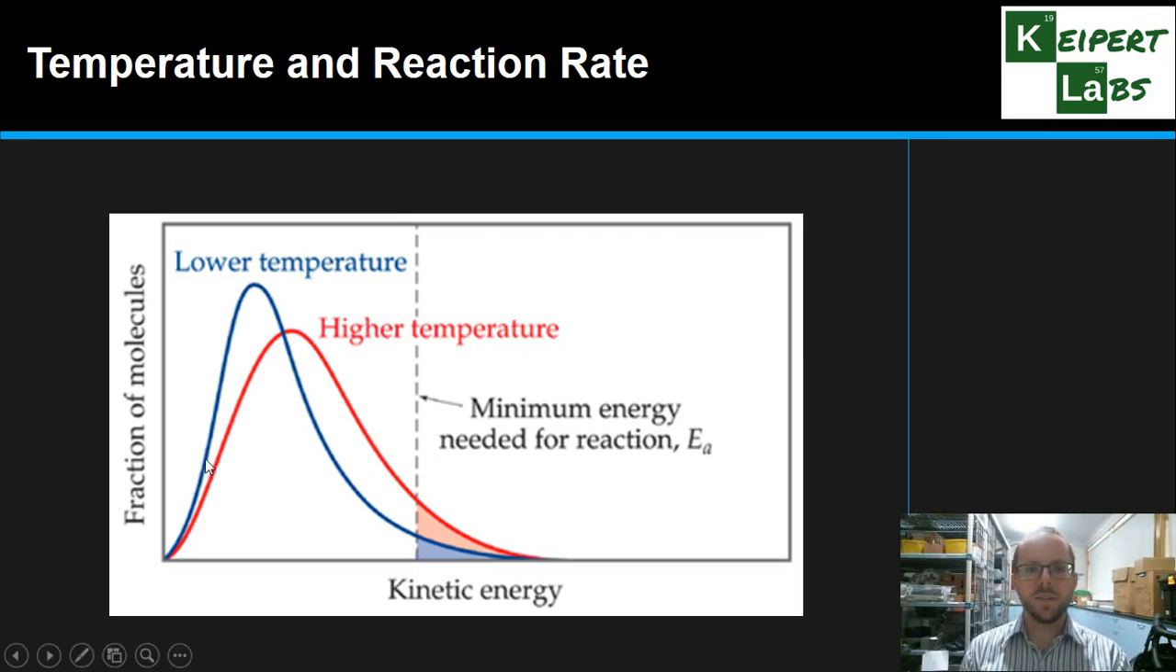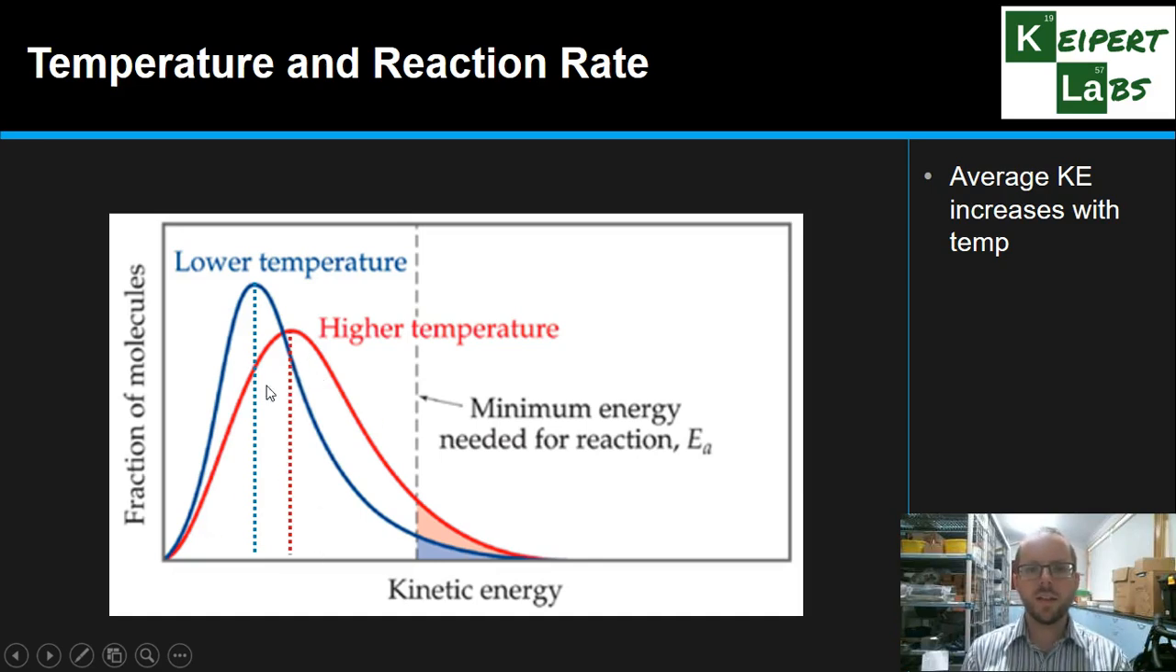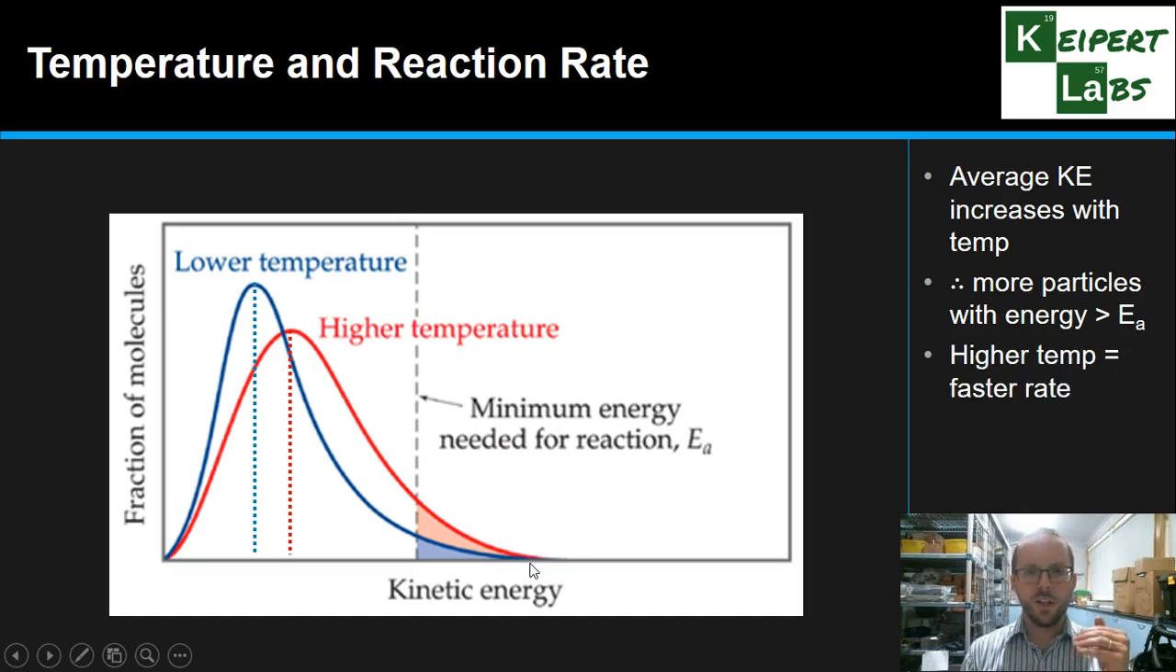And that's what we see here. If we look at these two curves, we've got this average here for the lower temperature with the blue dotted line, and this is the average for the red, higher temperature. You can see that the curve has shifted further up towards the right. That is, more particles have higher levels of kinetic energy. And if we look at our dotted line threshold, our activation energy, we have a larger number of particles that meet that criteria, that they're already past that point. So therefore, more particles with activation energy, therefore we have a higher, faster rate.